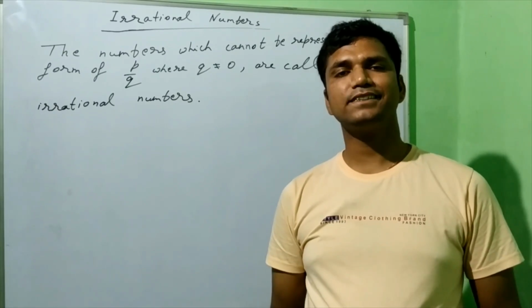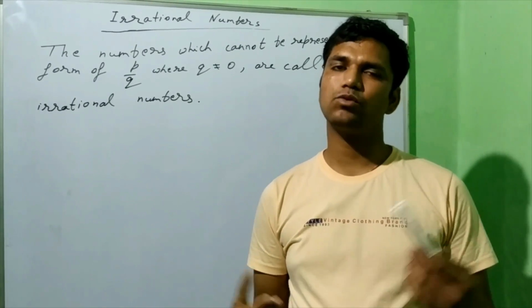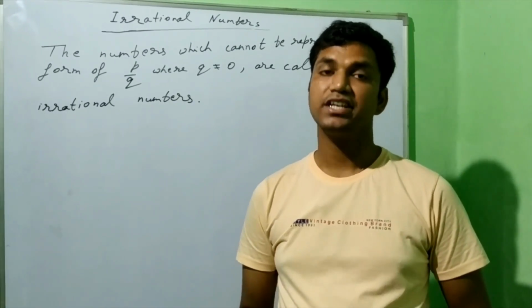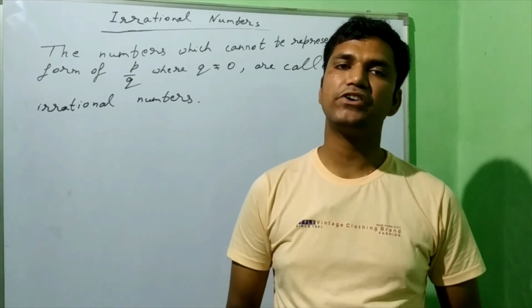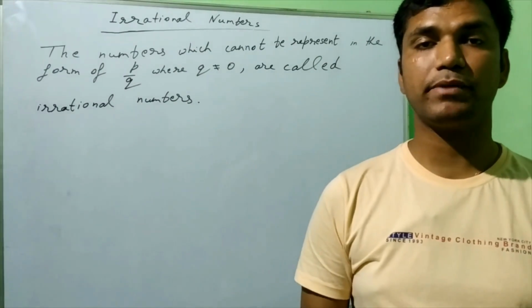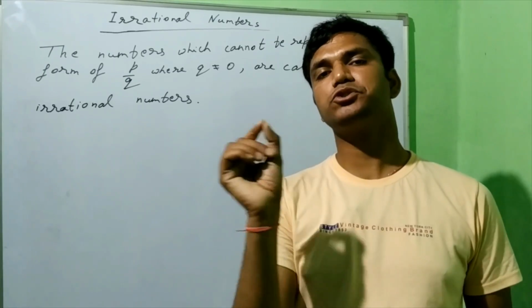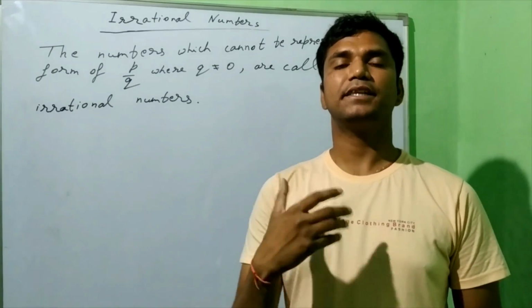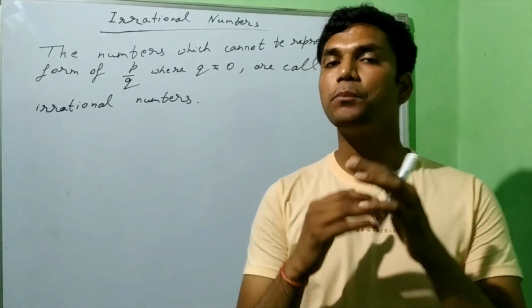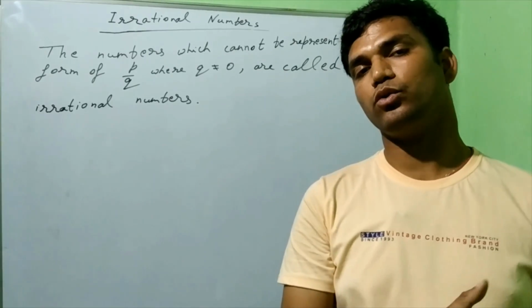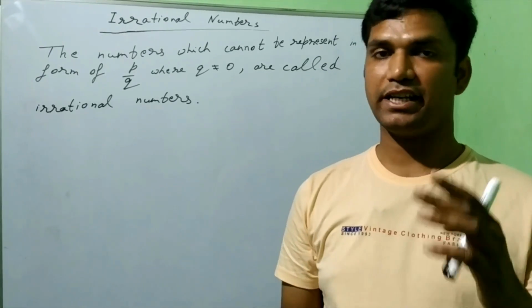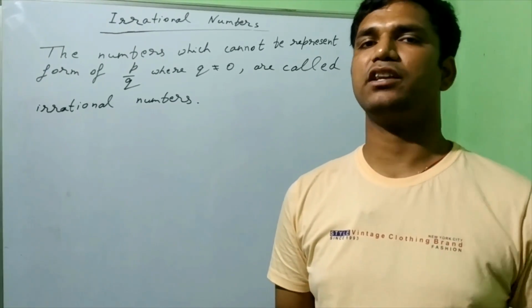Now we will discuss irrational numbers. What are irrational numbers? As we discussed earlier, the number which can be represented in the form of P upon Q, where Q is not equal to 0, is rational. Similarly, the number which cannot be represented in the form of P upon Q, where Q is not equal to 0, is called an irrational number.